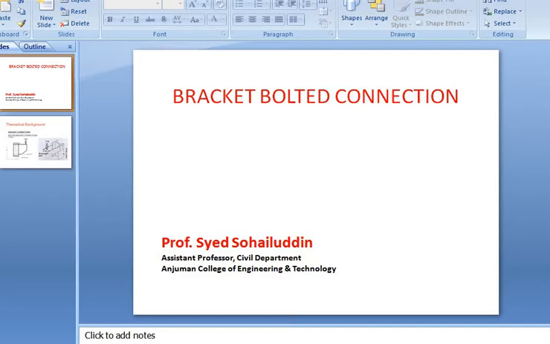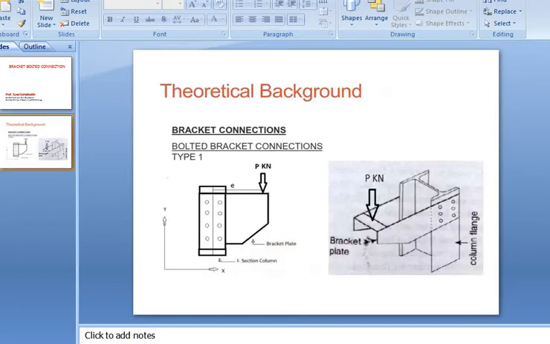Now, an important concept in today's lecture is bracket bolted connections. Bracket bolted connection is very important. First we have to understand the concept of what bracket bolted connections are. I have one slide related to this, showing how it looks and the concept behind how to find out the number of bolts required for connecting this bracket to a main I section.